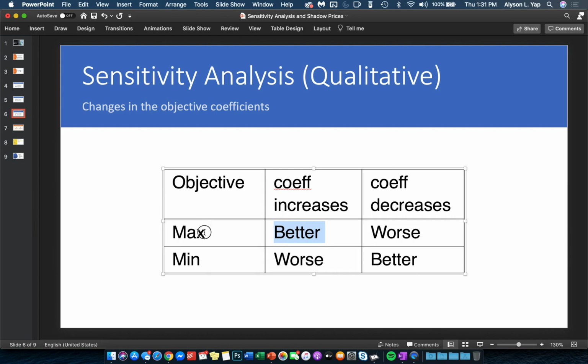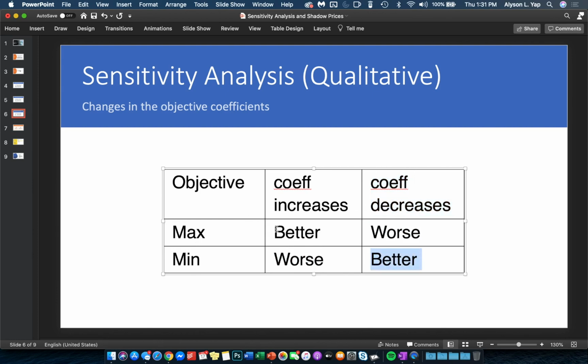Consequently, if your objective is to maximize and your coefficient decreases, then obviously you will be in a worse situation. Conversely, if your objective is to minimize and your coefficient increases, then you will be worse off. And if your objective is to minimize and your coefficient decreases, then you will be better.